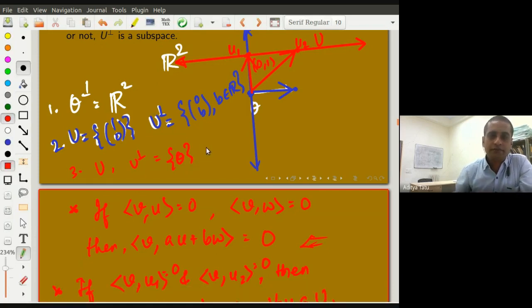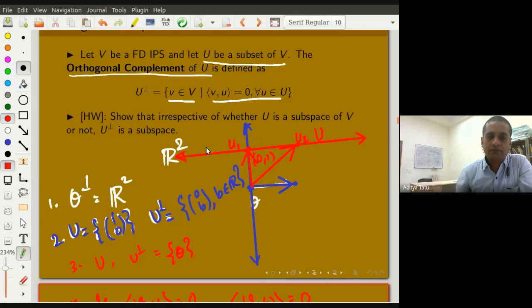Okay? That comes from this property that if a vector is orthogonal to n vectors, then that vector is also orthogonal to any linear combination of those n vectors. Right? I hope I'm making sense. And then as these three examples show, is there any doubt here?